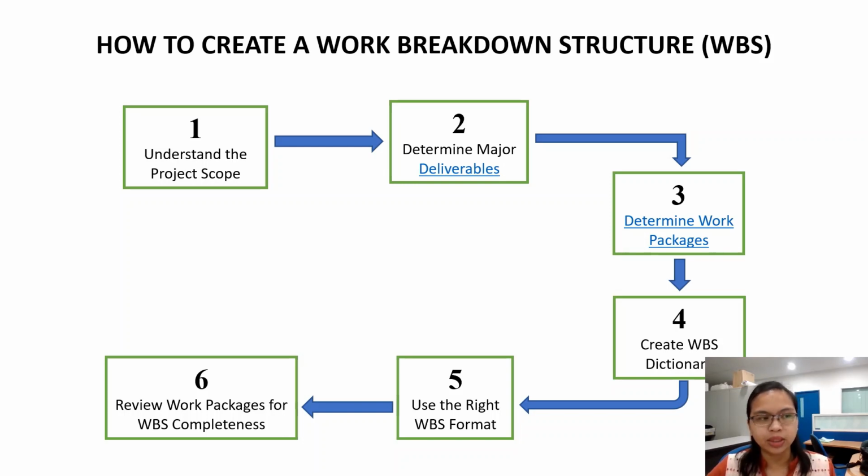For example, 1.1.1.3 means referencing the third element of the fourth level of the WBS. Or another option to create this is using a flowchart. The sixth, last but not least, we must review our work packages for WBS completeness.